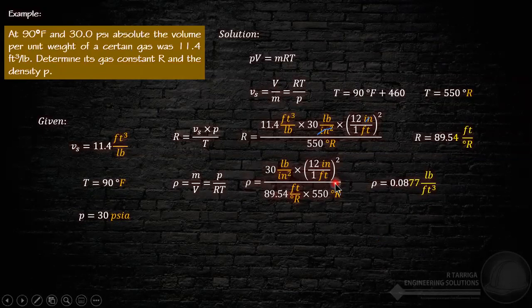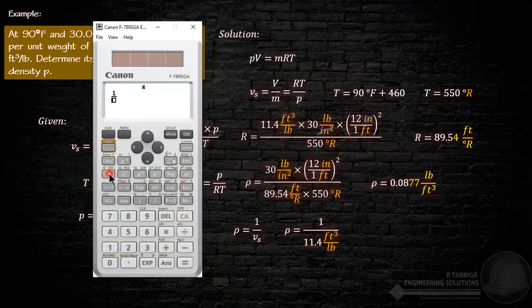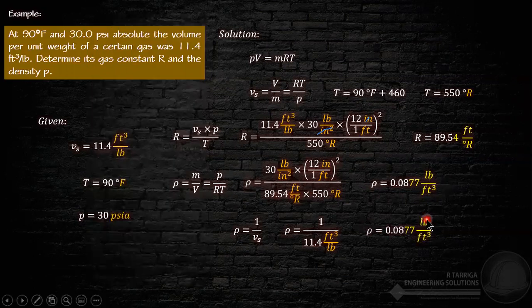Or simply, again, as I said before, the density is just the reciprocal of the specific volume. So you just take the reciprocal. If you have a calculator, that would be 1 over 11.4, which becomes 0.0877. That is approximately equal to this. Okay, that's not 1.14, it's 11.4 rather. Yes, it's correct, the same answer.